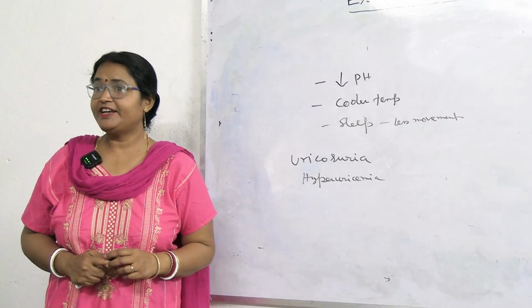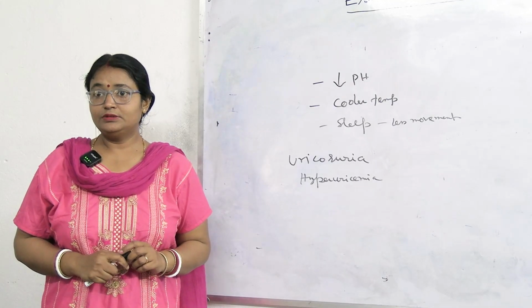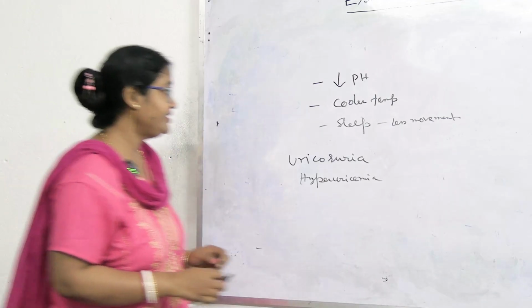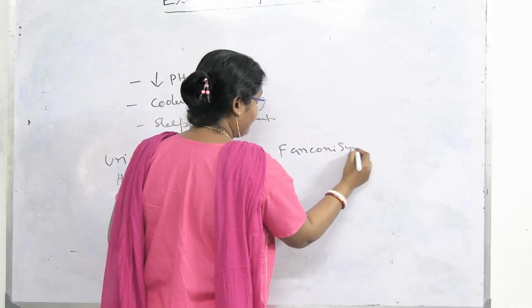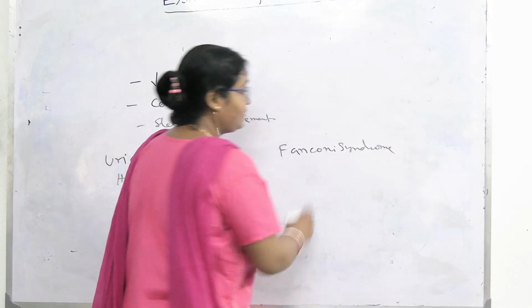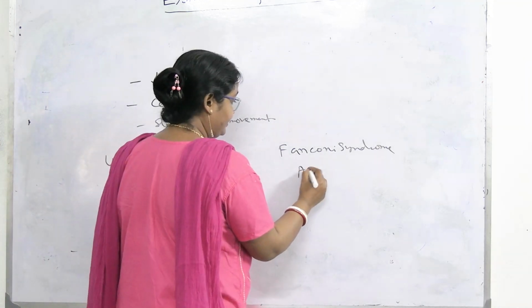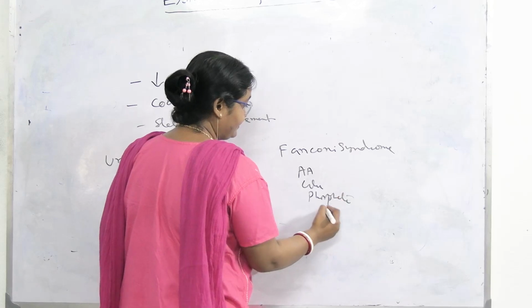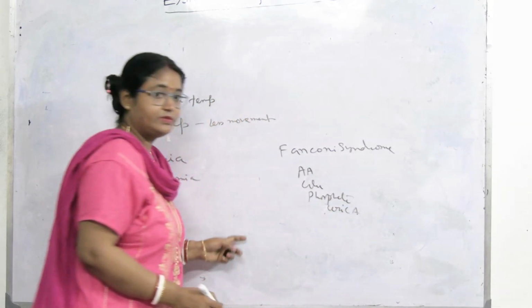Normally uric acid is absorbed in the proximal convoluted tubule, so any problem in the proximal convoluted tubule, like Fanconi syndrome, there will be a proximal convoluted tubule defect. So amino acids, glucose, phosphate and uric acid will not be absorbed. So at that time it can be excreted.